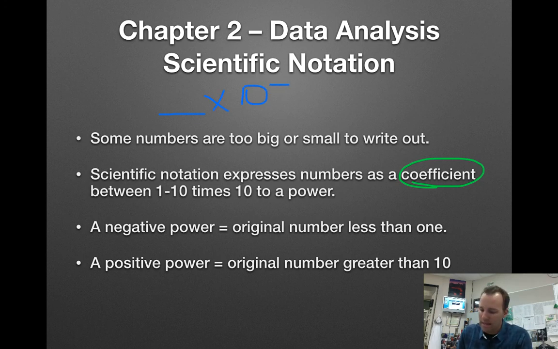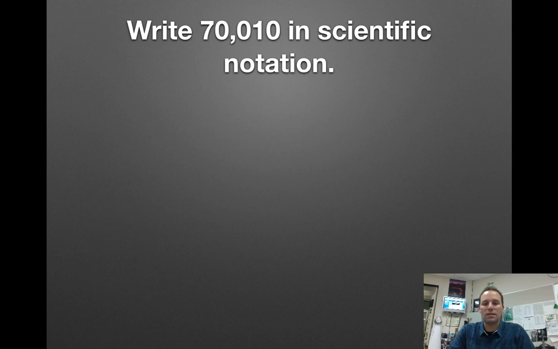Okay, if this exponent happens to be a negative number, then that original number would be less than 1, say like 0.001. Or if it's positive, the original number is greater than 10, so like 10,000, okay? So the best way to go about doing this is to just look at an example.